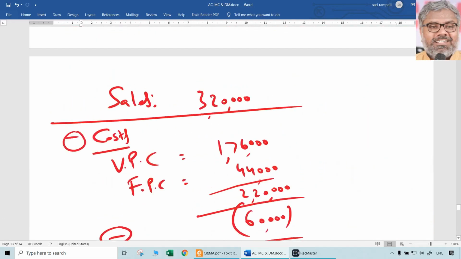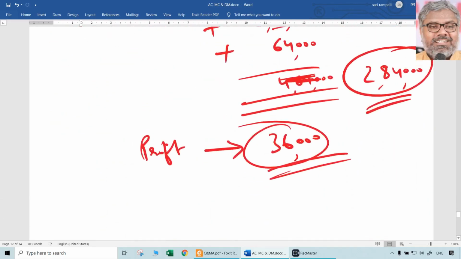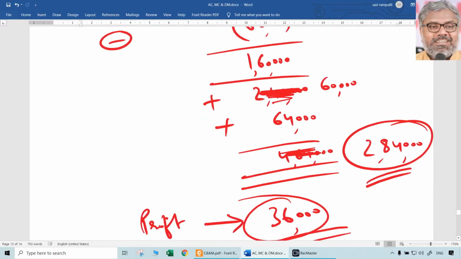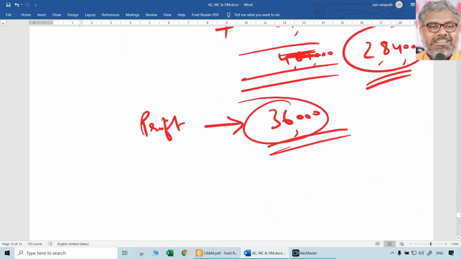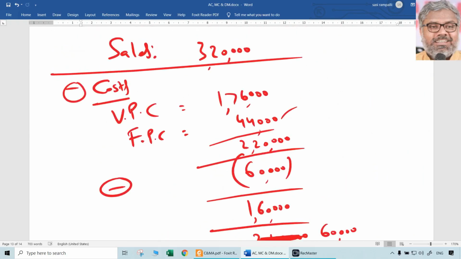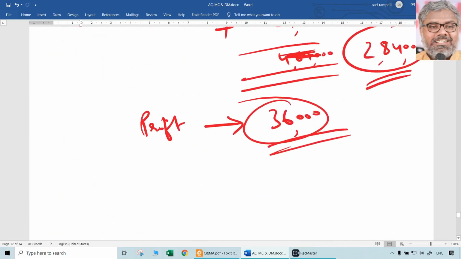I think one thing. Now here, one more adjustment to be done, right? After the calculation of all this cost, there is an over absorption of fixed overheads of 4,000, which we already calculated. So that should be reduced from the cost actually. So 284,000 will not be the cost. If you reduce that 4,000 from here, naturally it will be 280. This adjustment should not be forgotten.